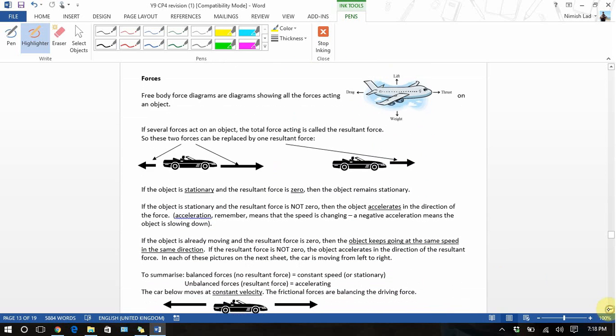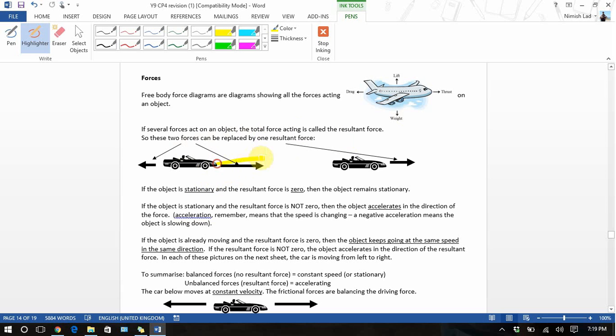After that we move on to forces. So remember, free body force diagrams show all the forces acting on an object. So you've got weight, lift, drag and thrust on a plane. Several forces act on an object. The total force is called a resultant force. So two forces can be combined into one to give a resultant force.